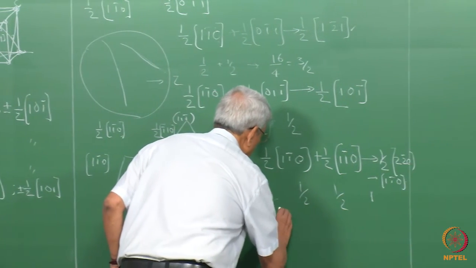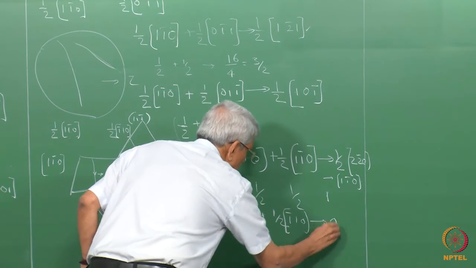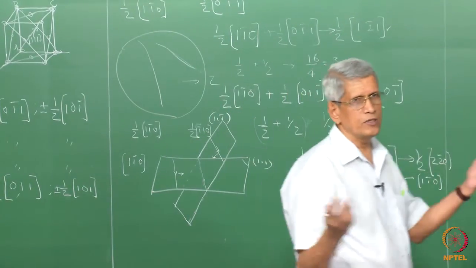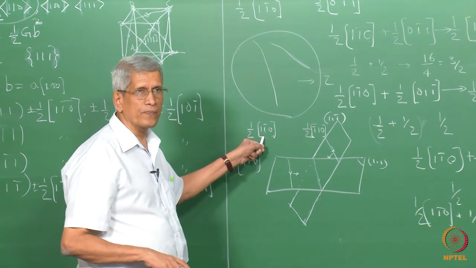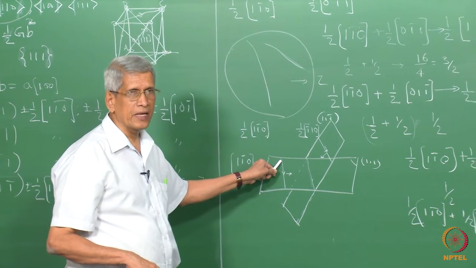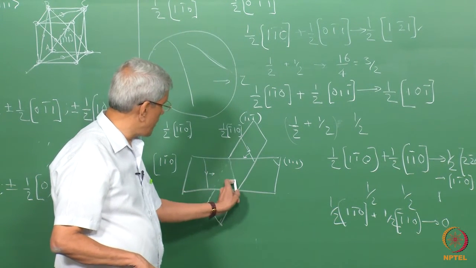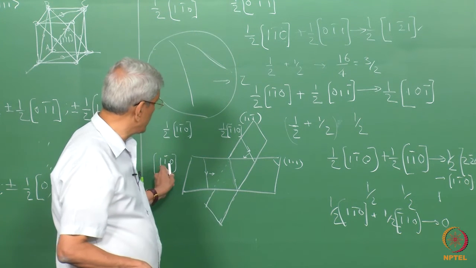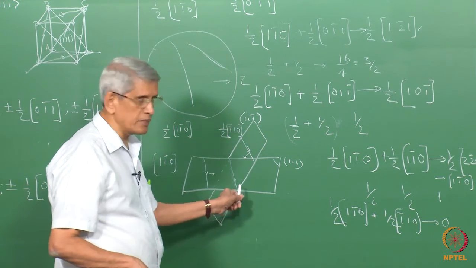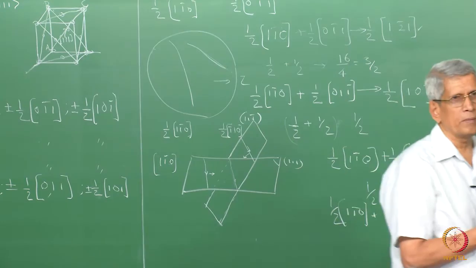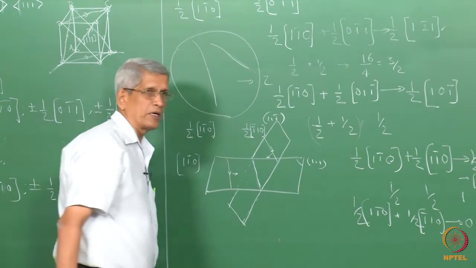This reaction, if you consider half 1, 1 bar 0 plus half 1 bar 1 0, will give rise to a Burgers vector of 0, right? So that means that these dislocations attract each other and annihilate. Suppose these dislocations are edge dislocations which are moving. As they come and meet here at this point, since the common direction is 1, 1 bar 0, these dislocations will have to change character when they meet and join together, and it has to become a screw character. Then only we can have them join together at this point, correct?